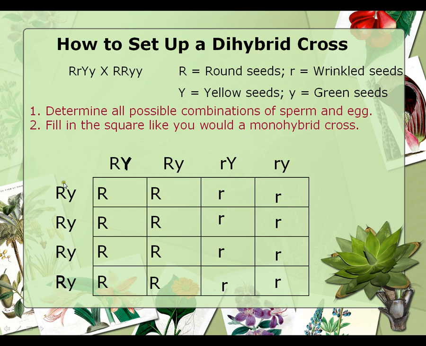So let's start on the left side and distribute these. The first one here, and then fill in the other 3. One more time, the first R, and fill in the other 3. Again, bring the R over and fill in the other 3. One last time, and fill them all in.